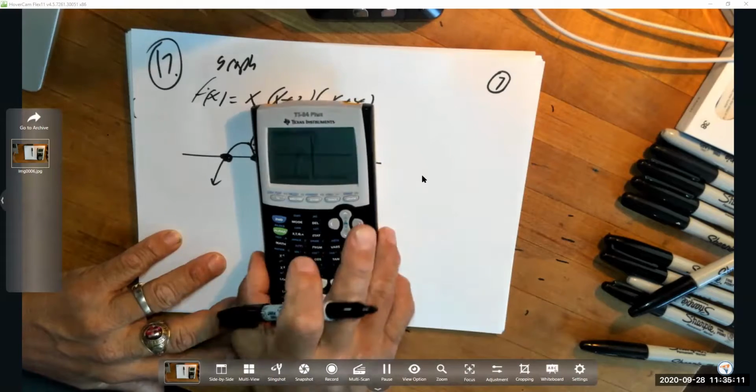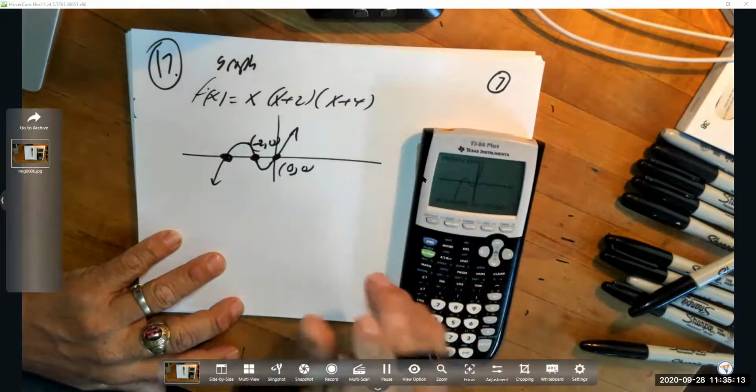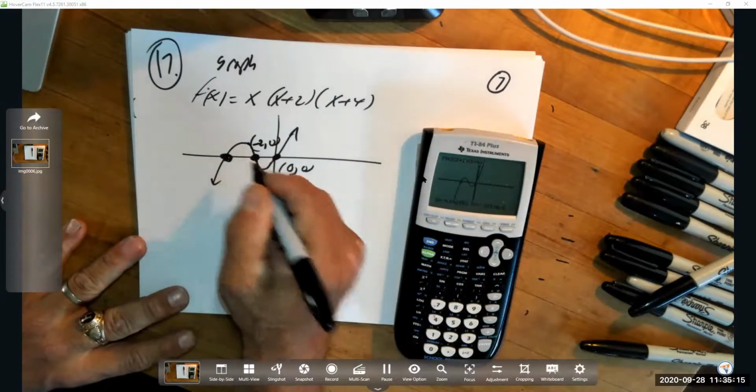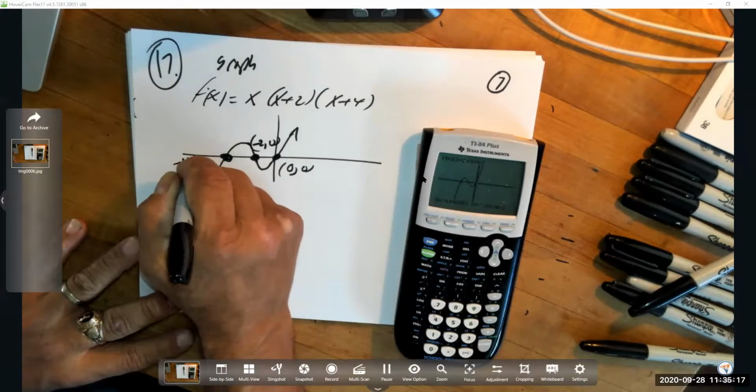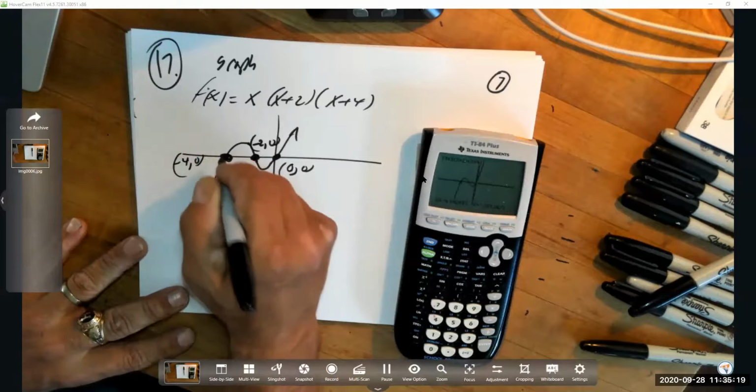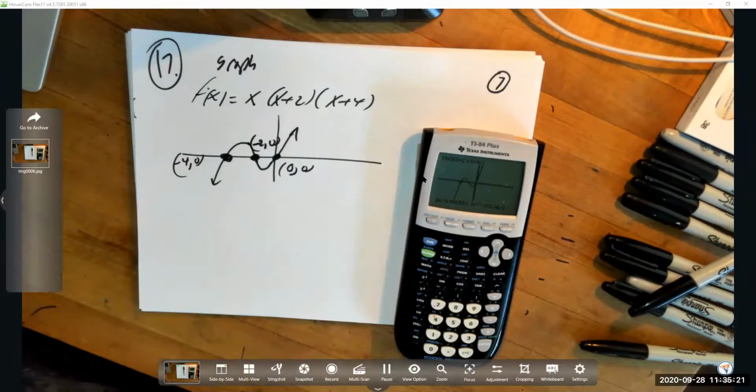All right, that one looks like it's -4, 0. All right. So we had 3 points where it hits, and then what happens is, I'll give you an example.